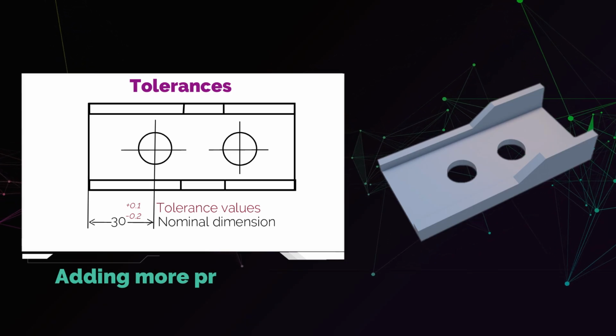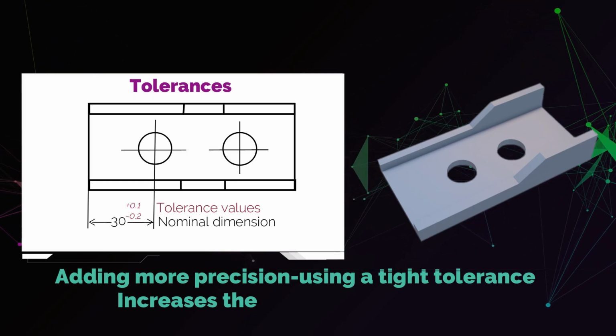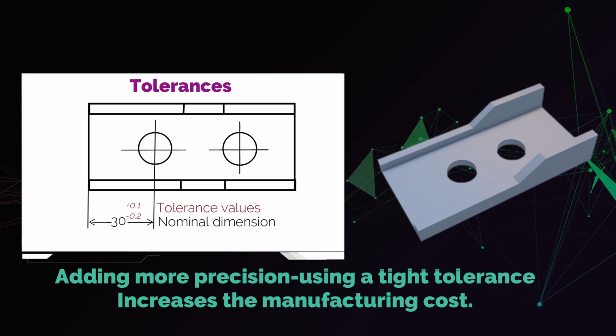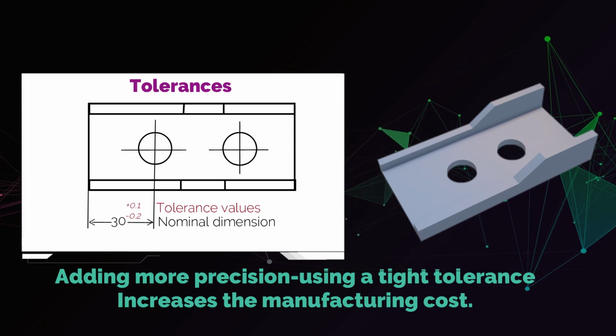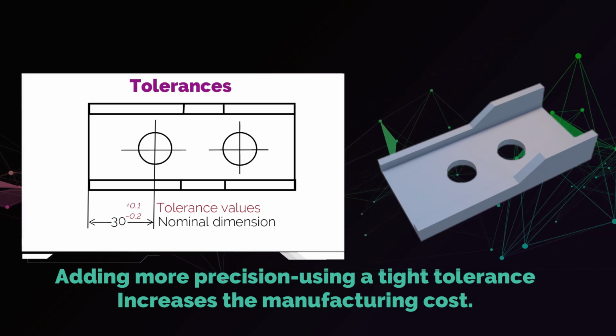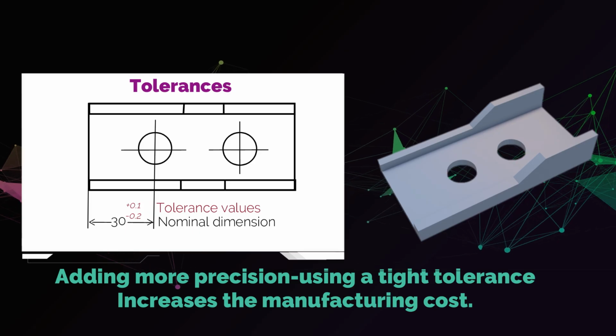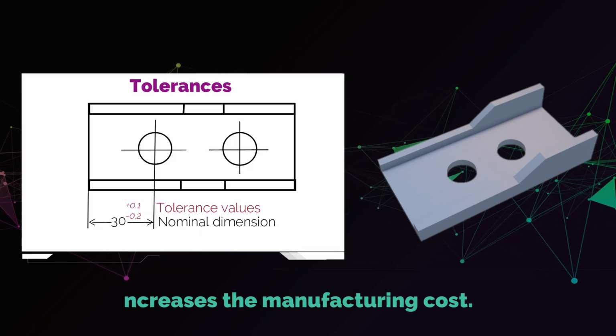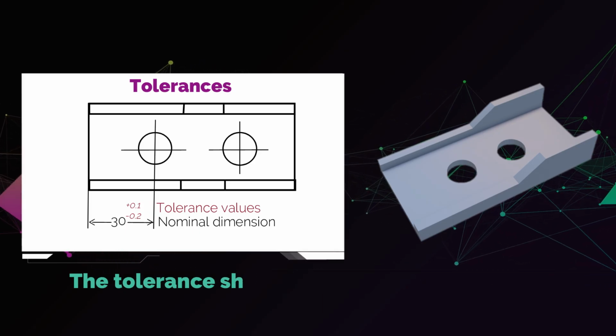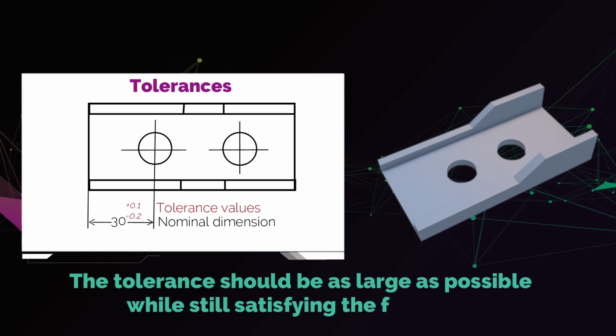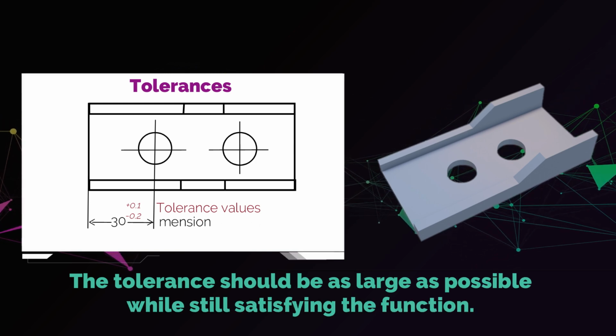Of course, adding more precision using a tight tolerance increases the manufacturing cost, as more precise machinery and more advanced quality control must be used. So, a compromise must be made here to determine acceptable tolerance. As a rule, the tolerance should be as large, meaning less precision, as possible, while still satisfying the function.